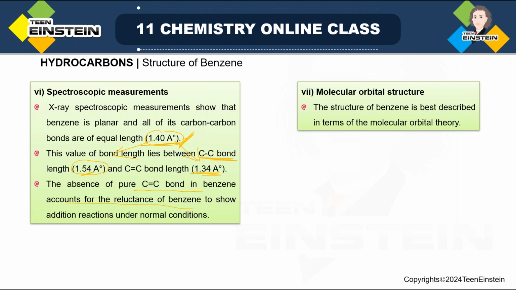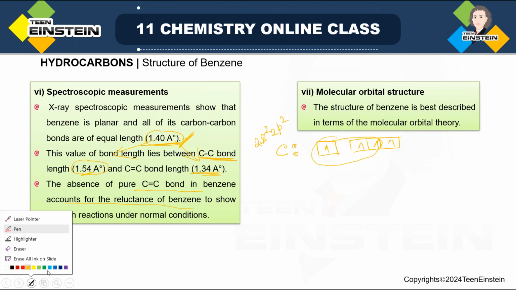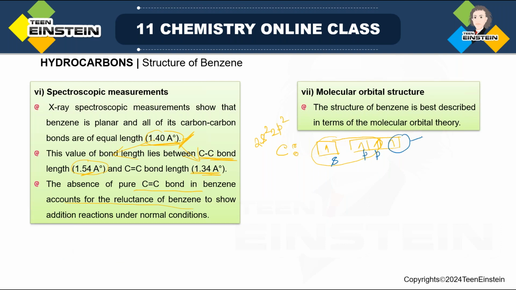So next we will see the molecular orbital structure. To understand it, first we will see the sp2 hybridization, so let me write it. We know the outermost electronic configuration is 2s2 2p2, but in the excited state, one electron from s goes to a p orbital. If it is undergoing sp2 hybridization, that means after mixing this s, p, p, this remaining p is a pure p.